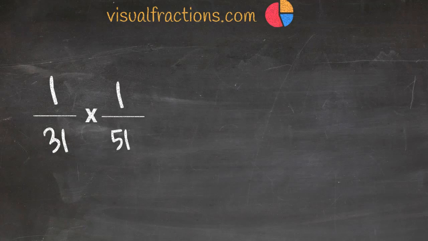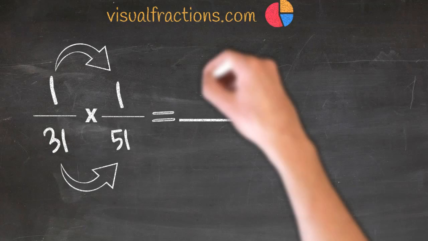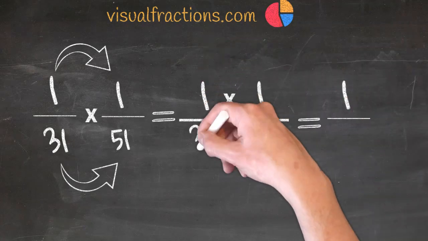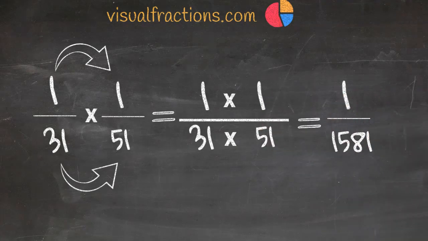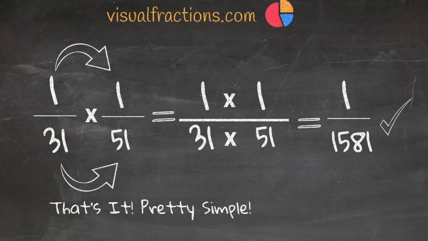To multiply these fractions, we simply multiply their numerators together and then their denominators together. Multiplying the numerators, 1 times 1 gives us 1. For the denominators, 31 times 51 gives us 1581. Therefore, 1/31st multiplied by 1/51st equals 1/1581st. That's our final answer. It's as simple as that.